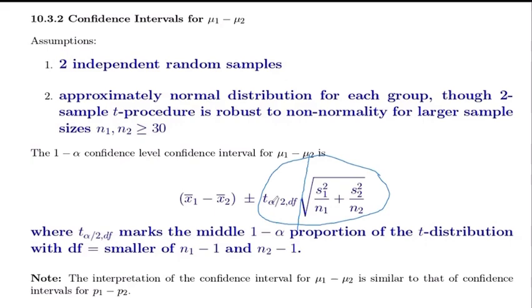When you are asked to construct a confidence interval, they're going to give you the level of confidence. The moment you have the level of confidence, you can figure out the level of significance.